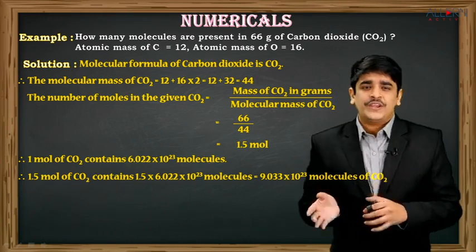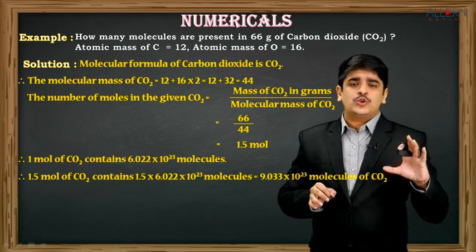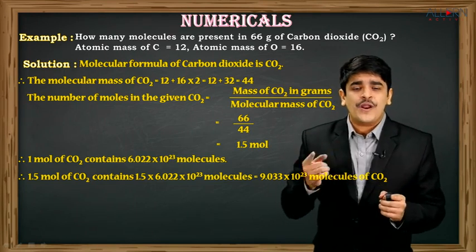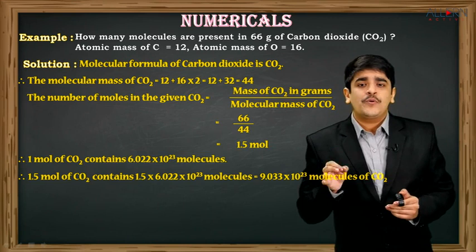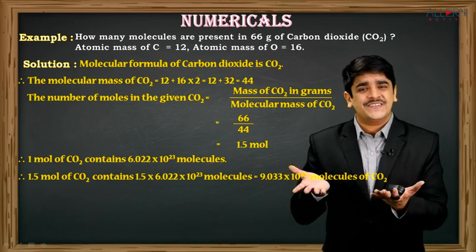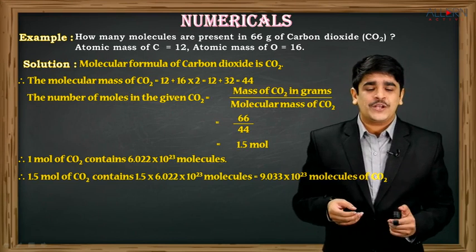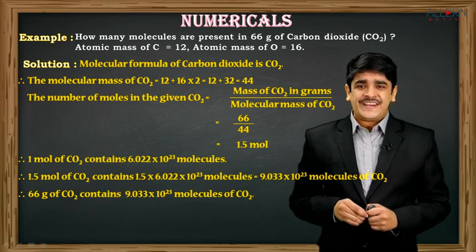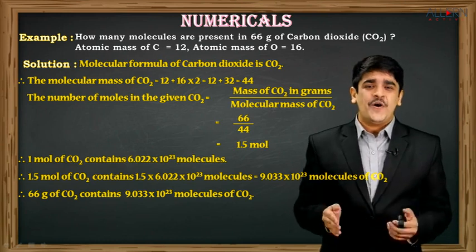So 1.5 into 6.022 into 10 raised to 23. Now what do you need to do? Do not touch that 10 raised to 23 at all. It's a singular value. Let it be like that. Multiply 1.5 and 6.022. When you do that, the perfect answer comes as 9.033 into 10 raised to 23 molecules of carbon dioxide, and that, my dear child, is the answer that we were wanting in the first place. We've got it. Let's give it in the form of a statement to complete the entire sum. Have a look. 66 grams of carbon dioxide will contain 9.033 into 10 raised to 23 molecules of carbon dioxide.